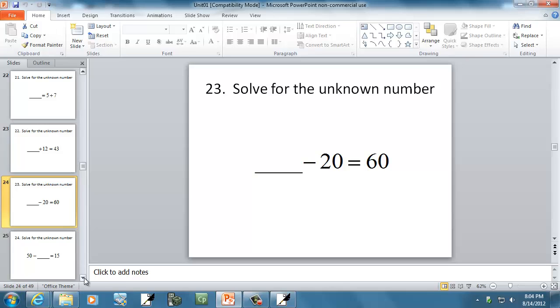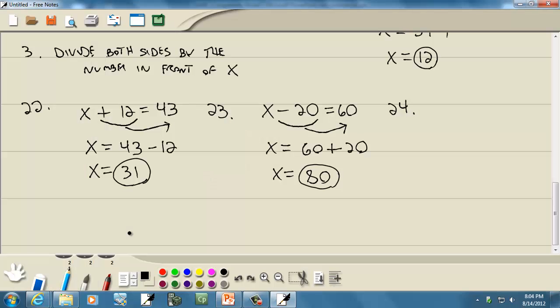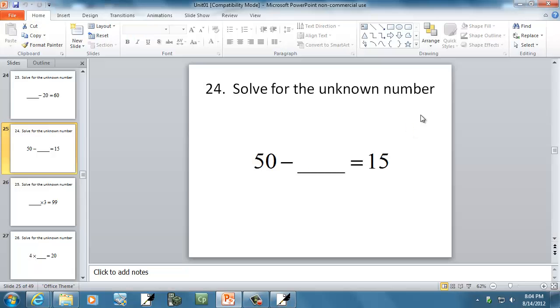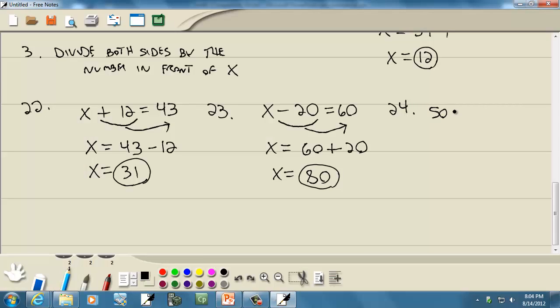Let's look at our next one. $50 minus blank, so 50 minus X equals 15. I'm going to do this one a little bit differently. Of course, there's no fractions, so we don't have to do step 1. Step 2, get everything with an X on one side, numbers on the other. I'm going to take the negative X to the right side. And I'm going to take the 15 to the left side.